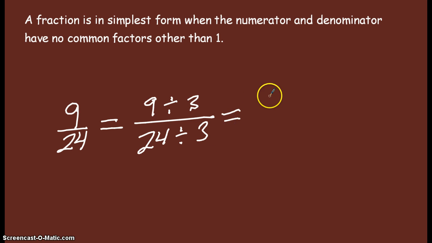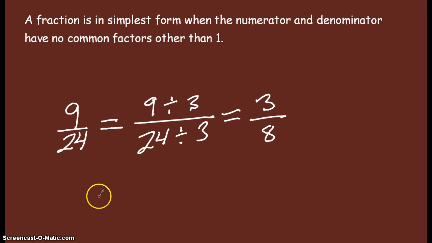All right, 9 divided by 3 will give us 3. 24 divided by 3 will give us 8. So 3/8 is our resulting fraction. Now, is this in simplest form? Are there any other common factors besides 1? And the answer is no. There are no other common factors, so we indeed have the simplest form for 9/24.